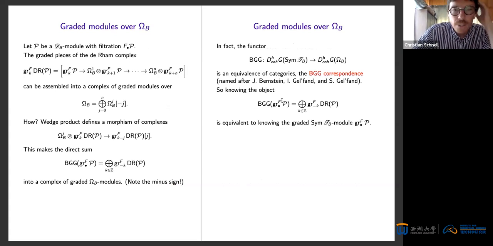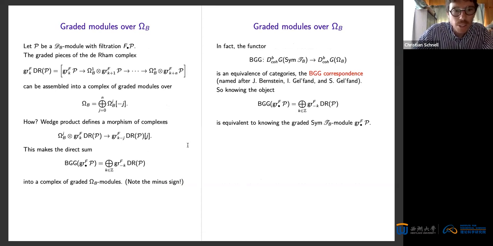And in fact, this functor, or this operation here, I'm calling it BGG because this is known as the BGG correspondence. The B is Bernstein, and the two G's are Gelfand Jr. and Gelfand Sr. And this shows up in a paper of theirs about vector bundles and projective space, right?